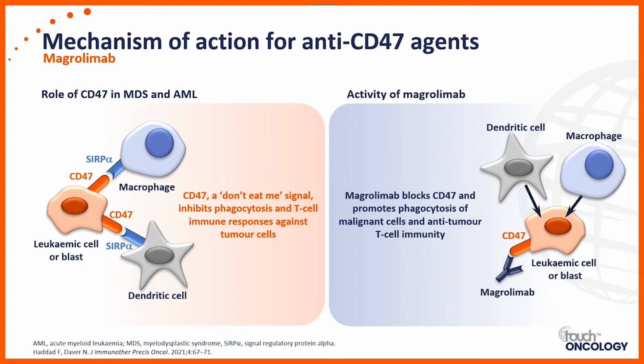CD47 is, let's say, thought of as a "do not eat me" signal. This "do not eat" signal avoids the phagocytosis of leukemic blasts, and therefore inhibiting it and blocking it with an antibody should really help hypomethylating agents, that are the agents that are frequently coupled with CD47 antibody, to eliminate the blasts from the bone marrow.